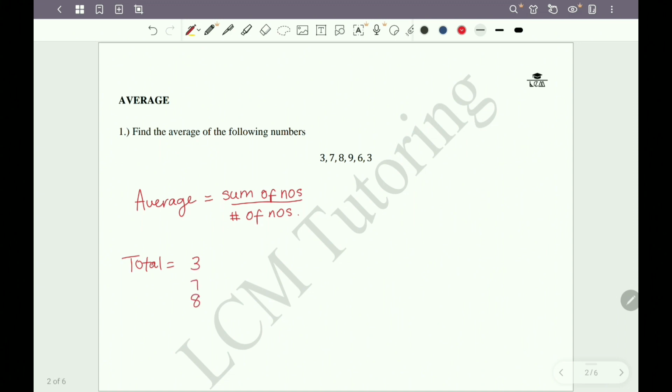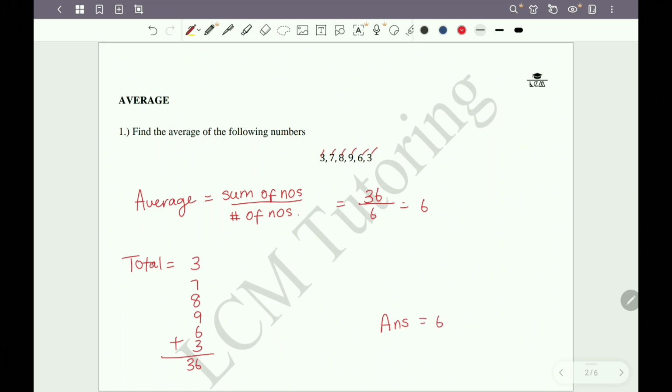So 3 plus 7 plus 8 plus 9 plus 6 plus 3. 3 plus 7 is 10, 10 plus 8 is 18, 18 plus 9 is 27, 27 plus 6 is 33, and 33 plus 3 is 36. Okay, so the total is 36. So we'll put 36 as our sum, divided by how many numbers are in our set? 1, 2, 3, 4, 5, 6. So 36 divided by 6, which is 6. So our average, right, our answer is 6.